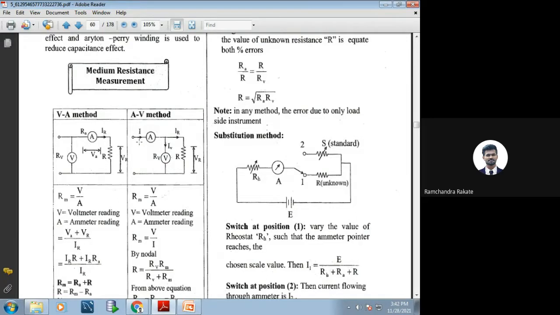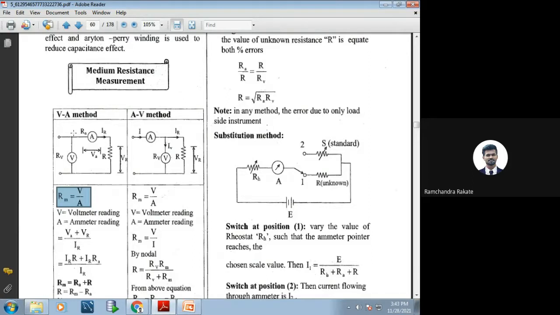In the ampere volt meter representation, we have the current measuring device, the ammeter, in series, and in accordance with that we have the voltmeter in parallel to the load resistance. So if you calculate the value of RM, it becomes V by A, that is voltmeter reading upon ammeter reading. Correct, V by A. But we know V is nothing but the voltage across the ammeter and the voltage across the resistance, divided by the total current, that is I. So the equation will be I into R plus I into RA upon I.